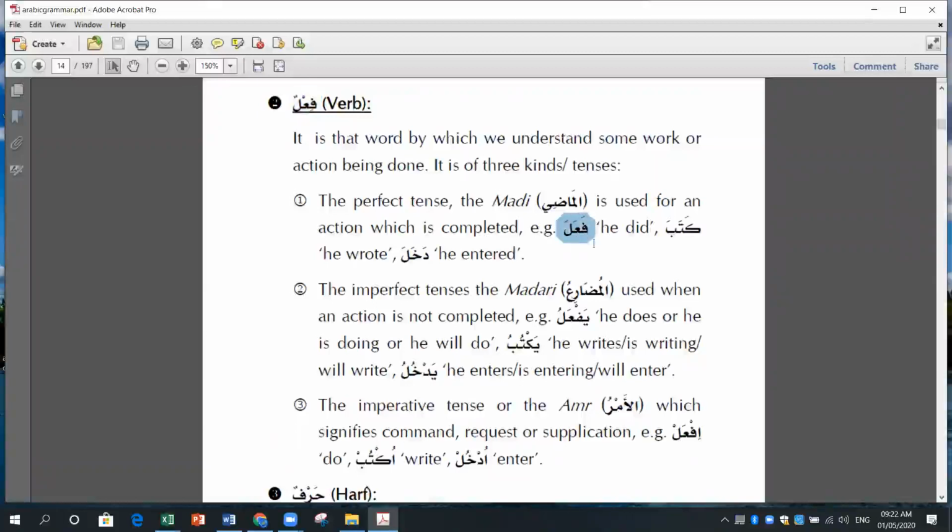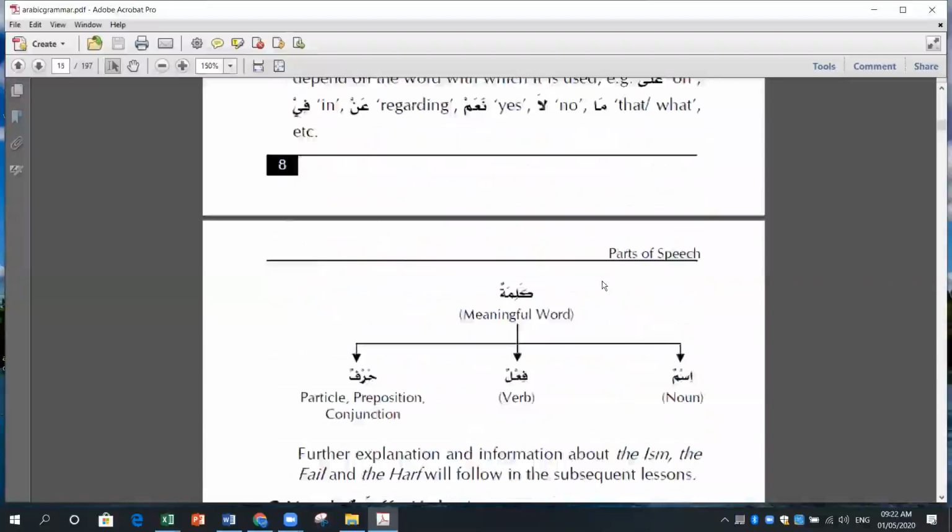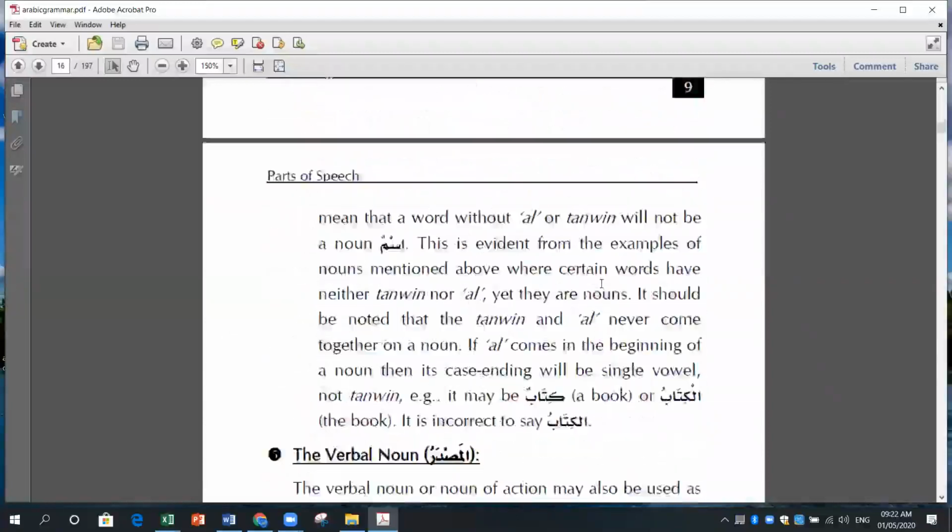Now it's no longer a noun. It has become a verb. But if it is carrying tanween, then it becomes the name of that action. I hope it's clear. Okay, so now we'll go back.